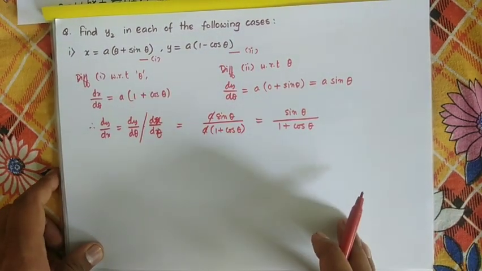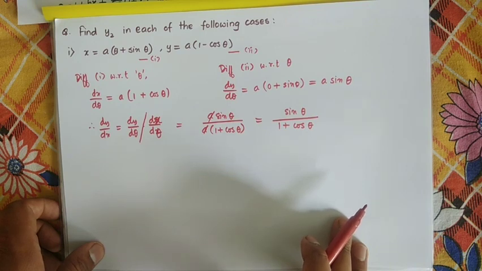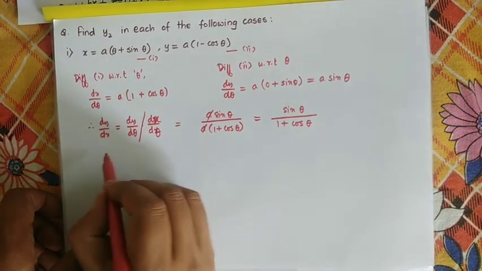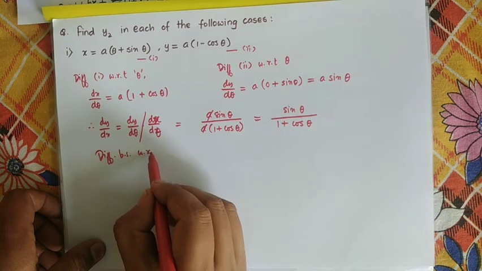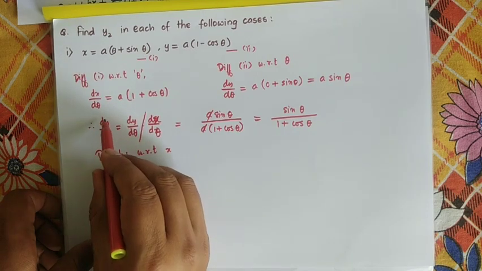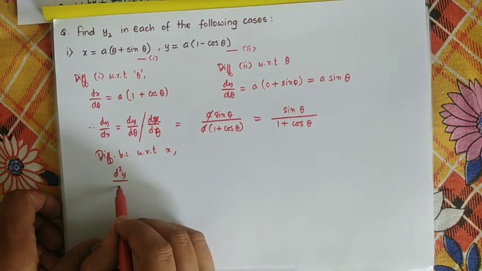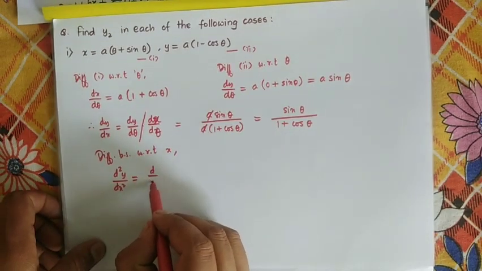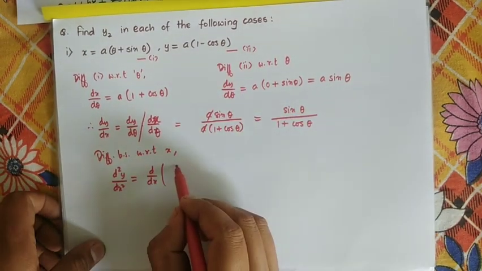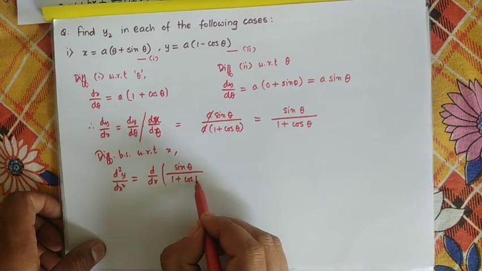Okay, so this is our first order derivative, but we want to find the second order derivative, that is d square y by dx square. So we'll differentiate it again, differentiating both sides with respect to x, because we want to find d square y by dx square. So I'll get d square y by dx square on the left hand side, and on the right hand side I'll have d by dx of sine theta by 1 plus cos theta.